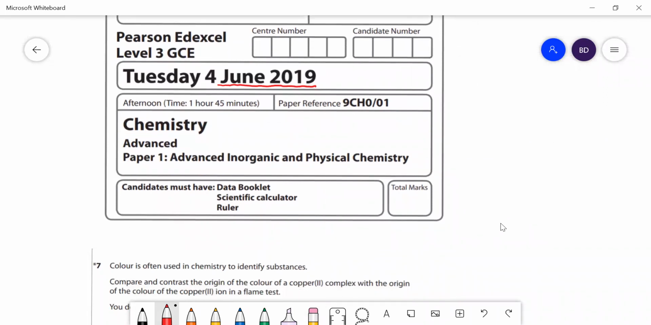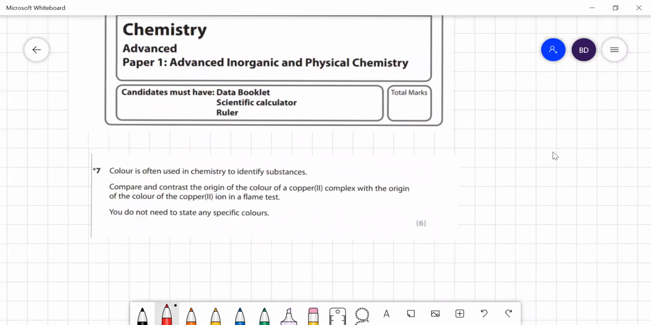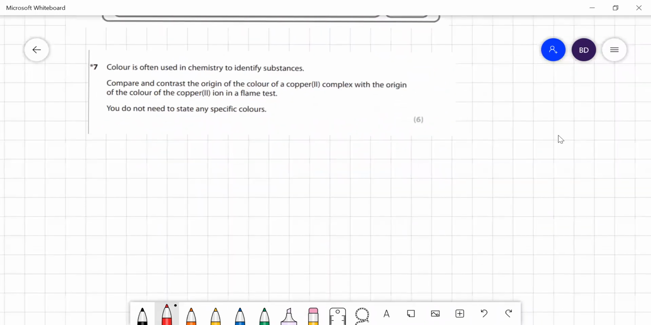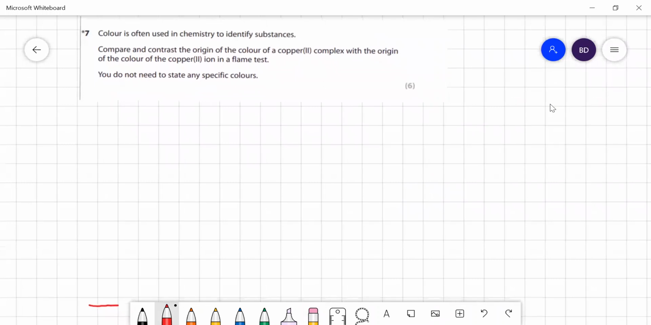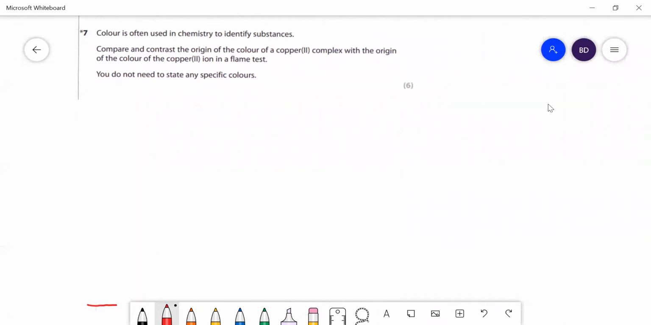This is a long, wordy question, the sort of question I don't like doing. Color is often used in chemistry to identify substances. Compare and contrast the origin of the color of a copper 2 complex, a complex ion, with the origin of the color of copper 2 in a flame test.